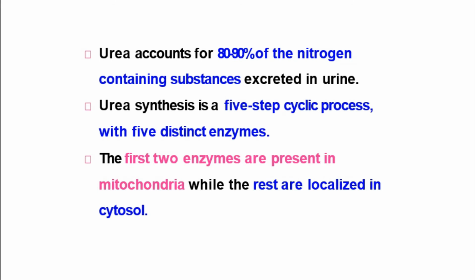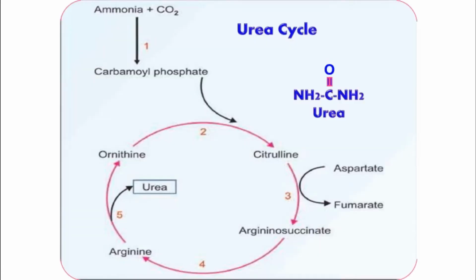The first 2 enzymes are found in mitochondria. The rest 3 are found in the cytosol or cytoplasm. So this is how a typical urea cycle will look, as you can see here. Ammonia, which is acted on by the carbamoyl phosphate enzyme, and ultimately this is our whole urea cycle. We are going into details about this, so wait for a minute. This is the structure of urea. We have seen that its 2 nitrogen atoms are from 2 different sources.